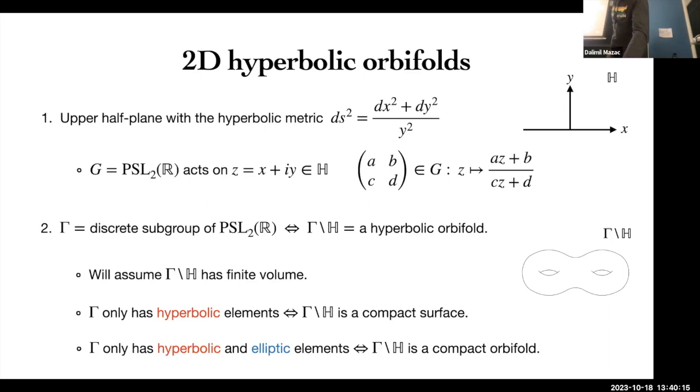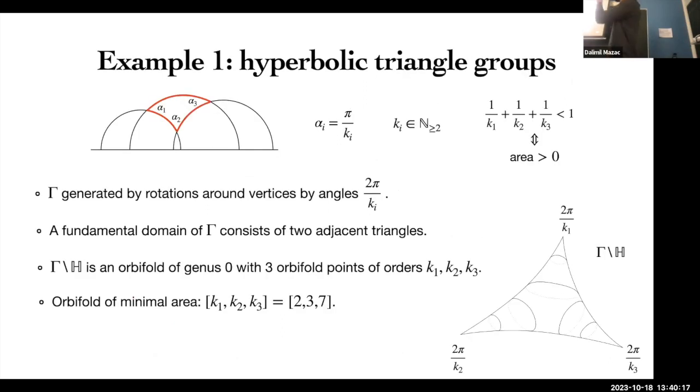Fuchsian groups. Okay, well, actually, here are some compact examples. The most important examples are triangles, which arise by taking three geodesics in the upper half plane. They're just semicircles, and taking the group to be generated by the rotations around the vertices of the triangle by some appropriate angles. And then the fundamental domain for such a group will consist of two adjacent triangles. It's because you're not just using reflections, you're only using rotations, that's why you need two adjacent triangles.